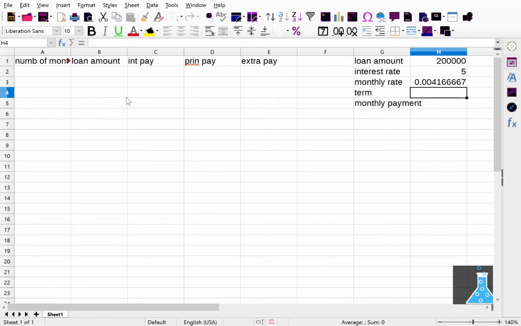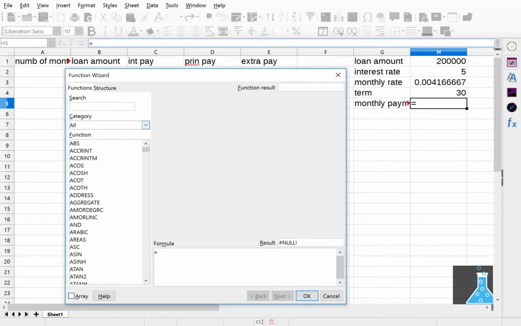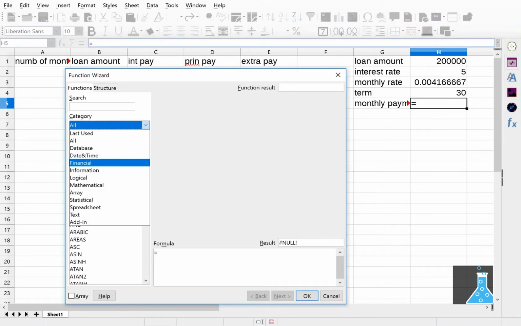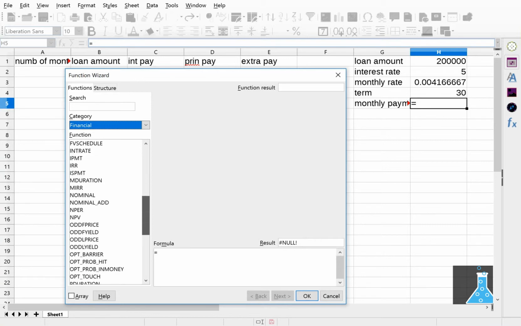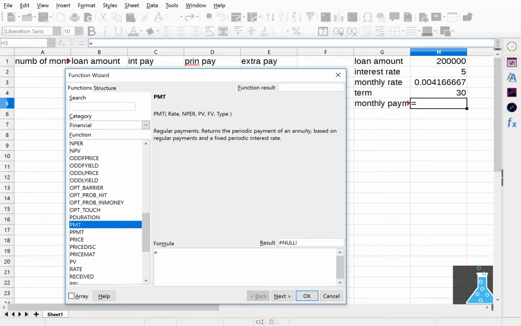Okay, so for the term, we're going to say this is a 30-year mortgage, so we'll put in 30. Okay, and then to calculate the monthly payment, we're going to use the function button. We'll click on function, select financial, scroll down to payment, and click next.